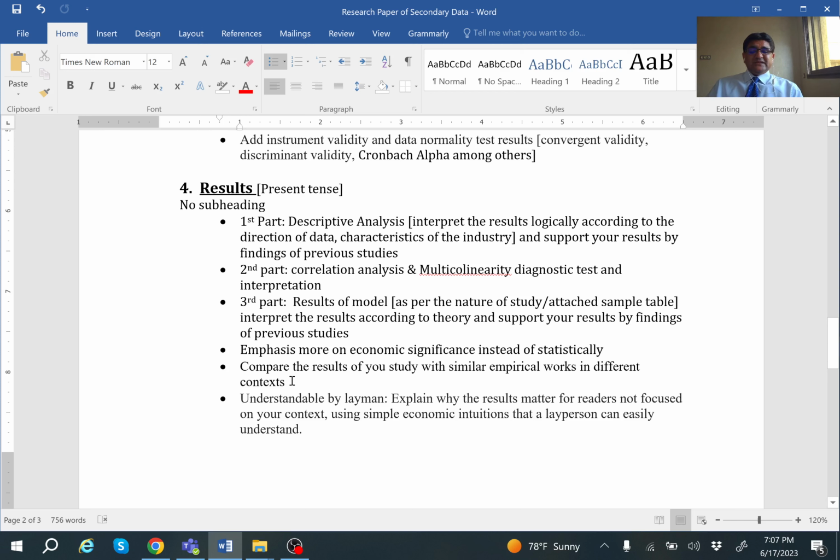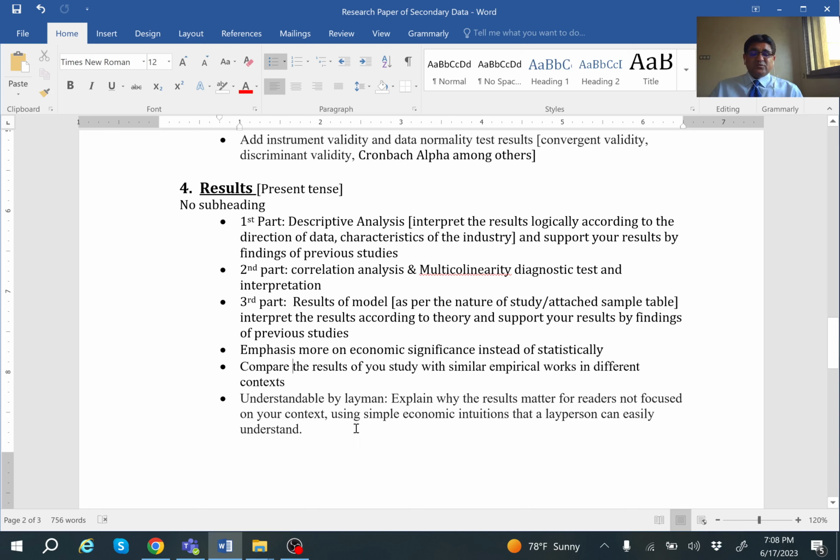Then you have to emphasize that your results should be more understandable by the layman instead of using very technical terms. So explain to the layman why the results matter for readers, why these results are important, what message the results are giving us, what we find. Even if that message is supported by the literature, you have already done with the literature, there are the major findings of previous studies, means empirical findings of studies.